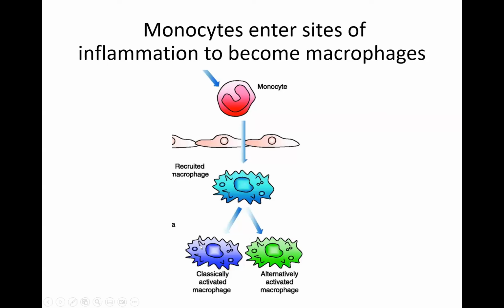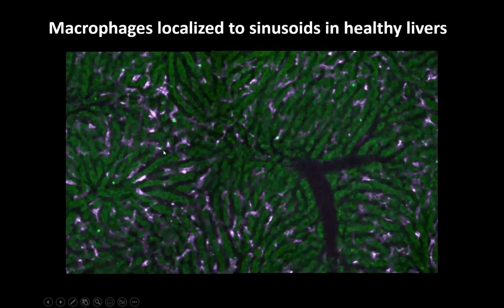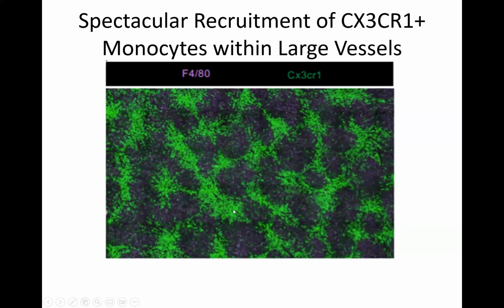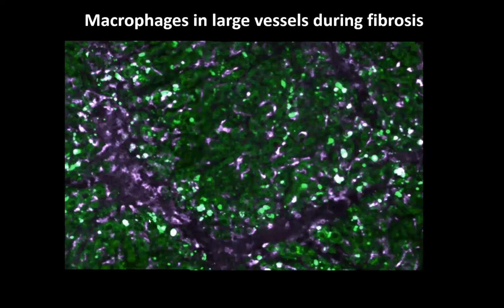So monocytes do come into the injured liver, but they're adhering in a different site. Normally we have Kupffer cells here in the sinusoids, and these large vessels are normally devoid of any Kupffer cells, okay? That's a healthy liver. In an injured liver, these large vessels that now form become packed with monocytes. It's just incredible how many of these green monocytes come and adhere in these large vessels, these large collateral vessels. They become F480 positive, so they're starting to take on a macrophage-like phenotype.